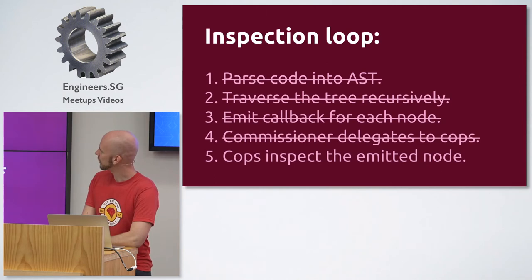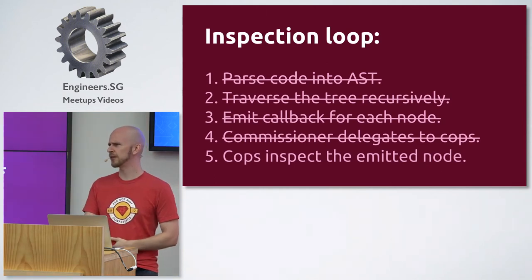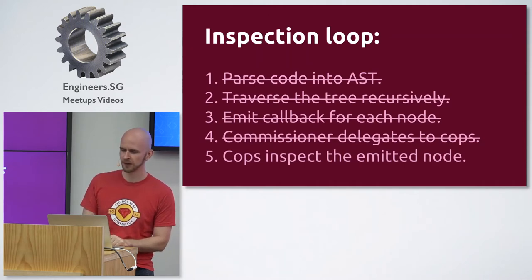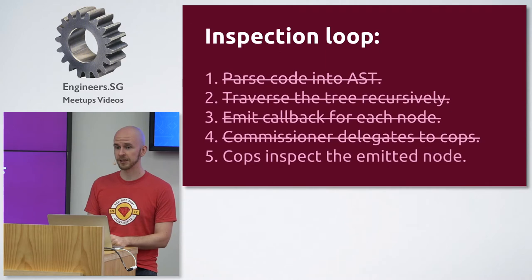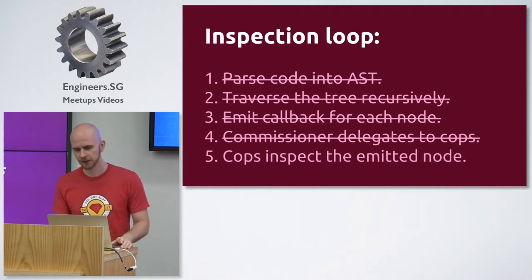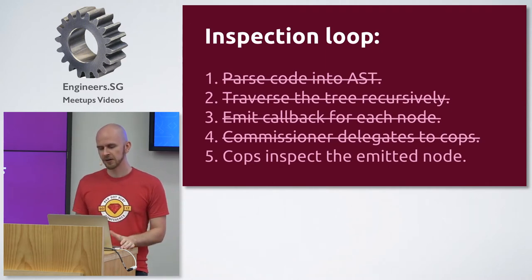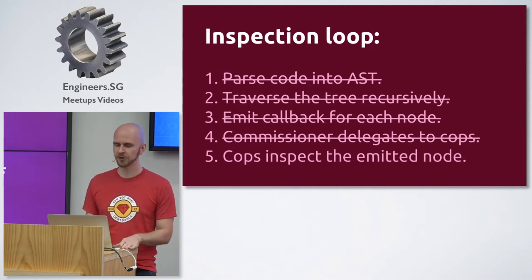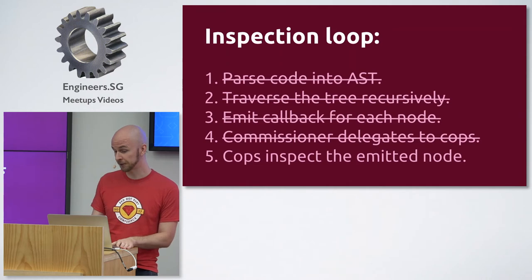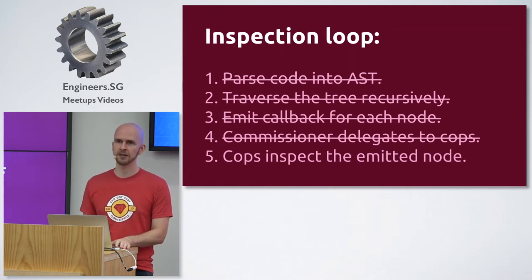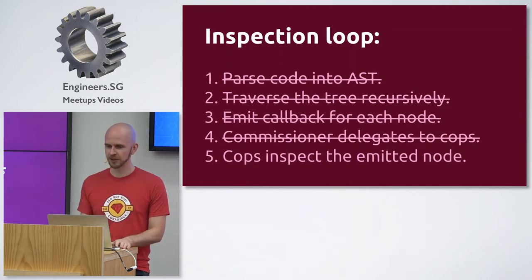So rather quickly, we covered the first 4 steps. We parsed the code into an abstract syntax tree using parser. We traversed it, and we sent a callback for each of the nodes. And now we can focus on the part that this talk is really about, which is how to implement the actual cop itself, how to inspect the part of the abstract syntax tree that we end up with inside the cop.